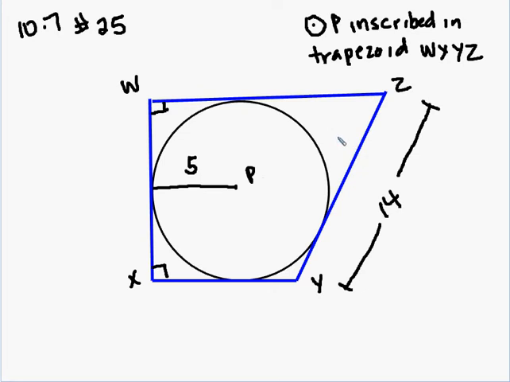In the second problem, we have circle P that's inscribed in trapezoid WXYZ. We know the radius of circle P is 5. And now we're trying to find the perimeter of WXYZ. Well, we know if the radius is 5, we can again draw a square. So I know that the radius to the tangent forms a right angle. I know that WZ and WX are perpendicular, and WX and XY are perpendicular as shown.